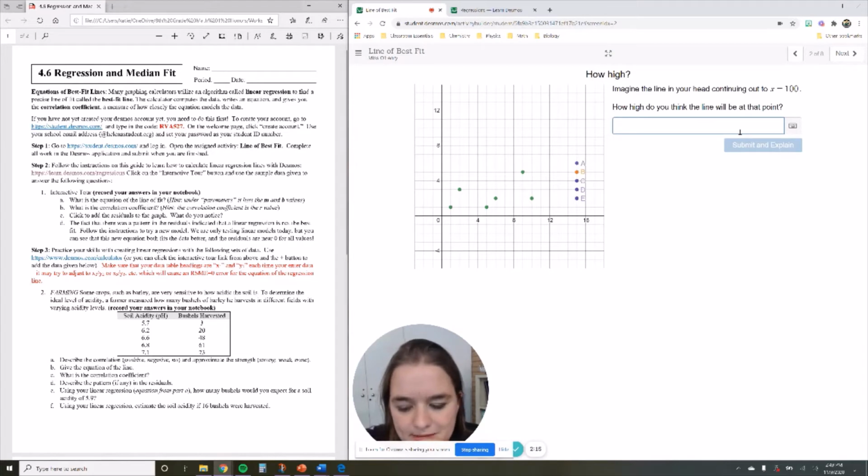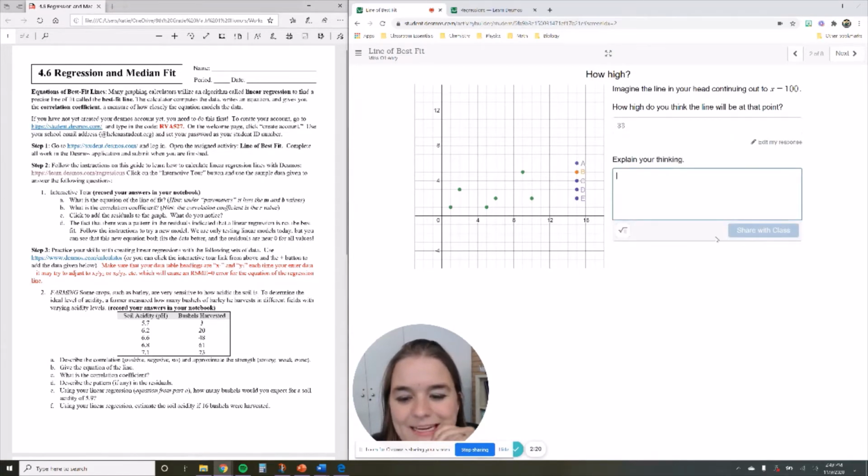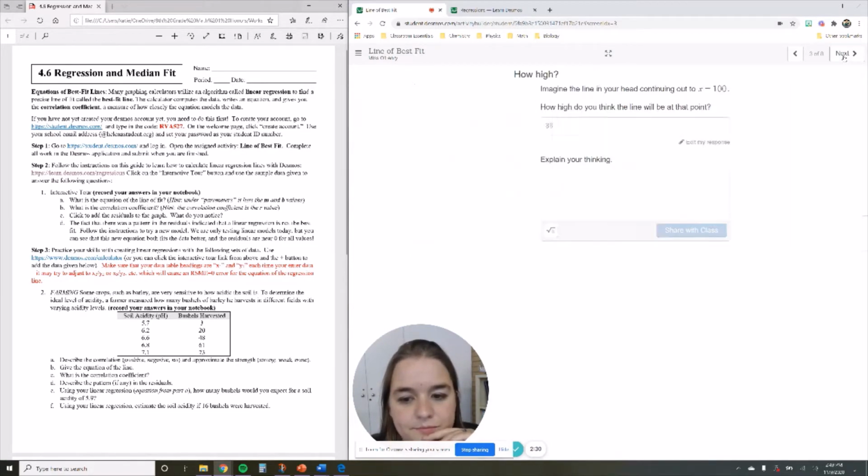So when I submit this, I think it's going to make me explain. Yep, I'll explain my thinking. And again, when you share your thoughts, you can tell me what you did. If you used a ratio, an equivalent ratio, if you used a linear equation, whatever you did to find a value, you'll share it with the class.